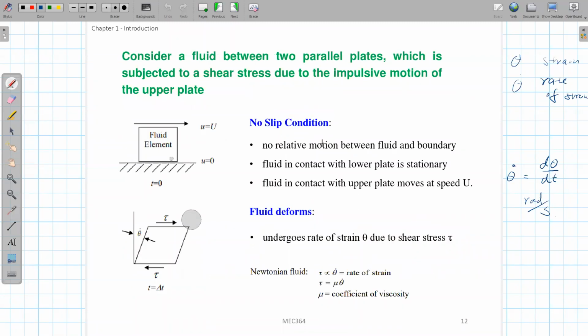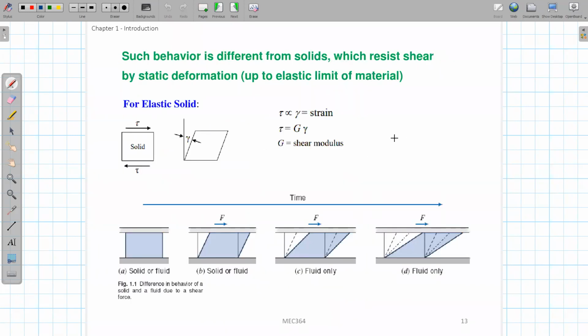So what's the difference? The biggest difference is that in the fluid, your shear stress tau will be proportional to the rate of strain, theta dot, not the strain itself. But for the solid, your tau will be proportional to the strain itself. So this is the biggest difference here. The fluid is for rate of strain, and for the solid, tau will be proportional to strain itself.